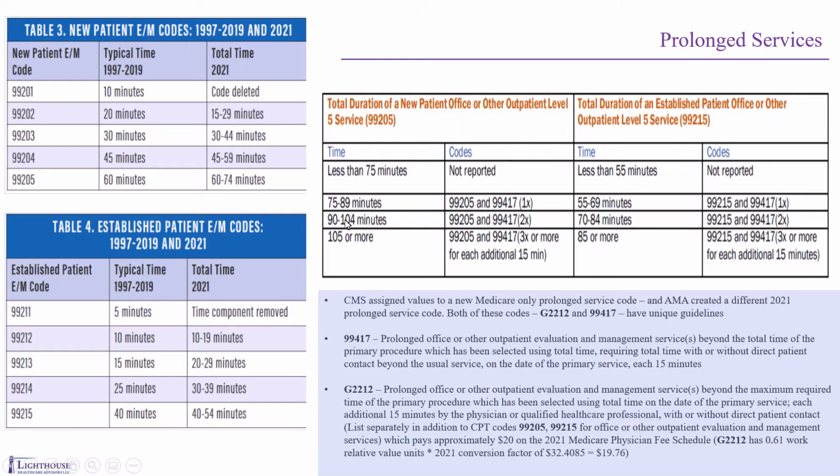Now if the new patient visit is for 100 minutes, how do you code for this visit? It is simple. This visit should be coded as 99205 and 99417 times 2. This visit can be face-to-face and a non-face-to-face on the same date of service. The documentation should clearly state the total time to code for E&M level and a prolonged service code if satisfies.